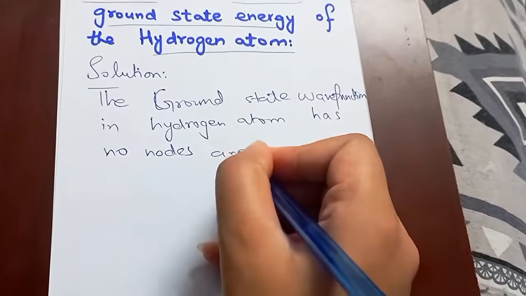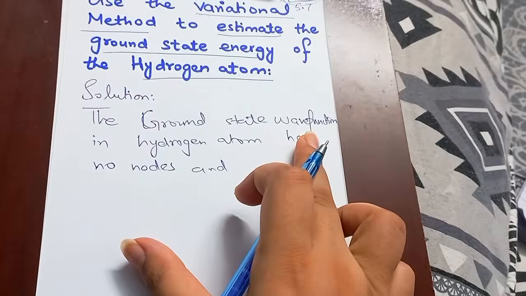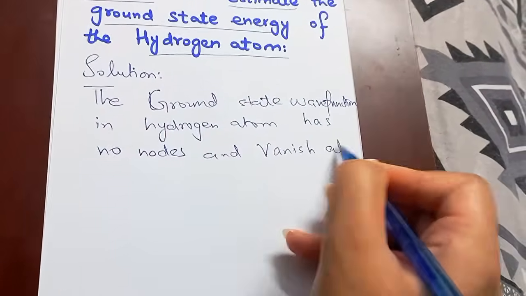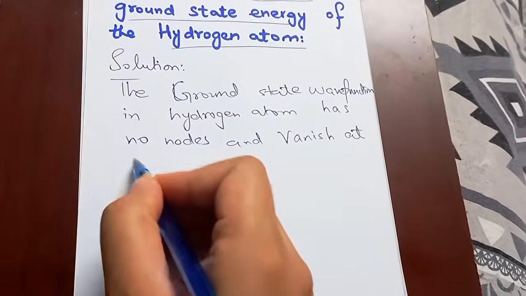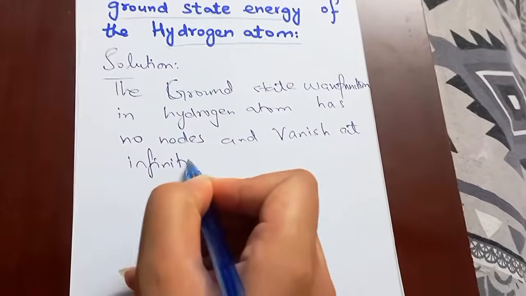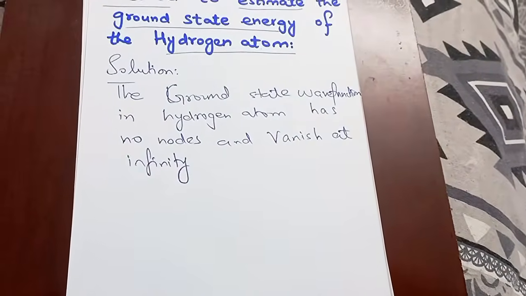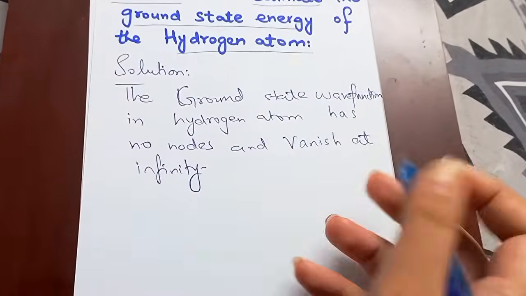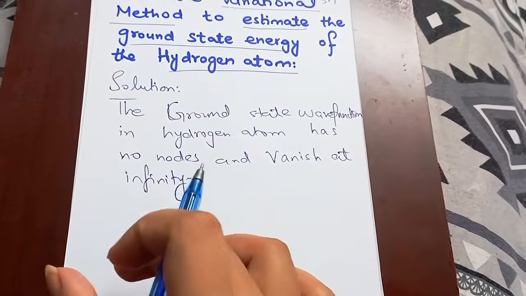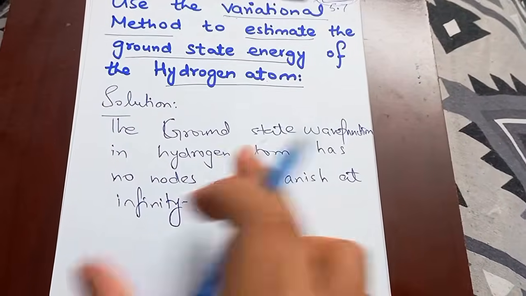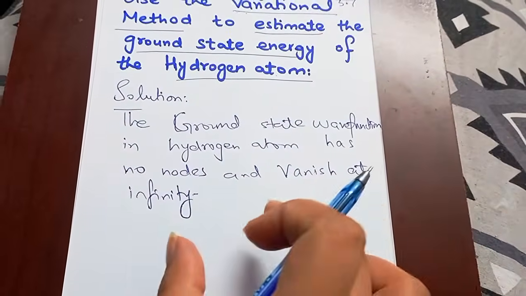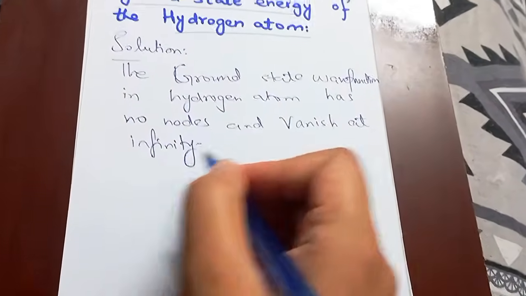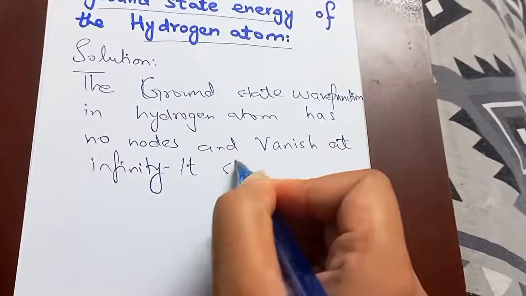And the wave function should be normalized. It means it should vanish at infinity. These are only two requirements that we have for the ground state wave function of the hydrogen atom, and they are really straightforward and easy. So let's write it. It should be normalized.